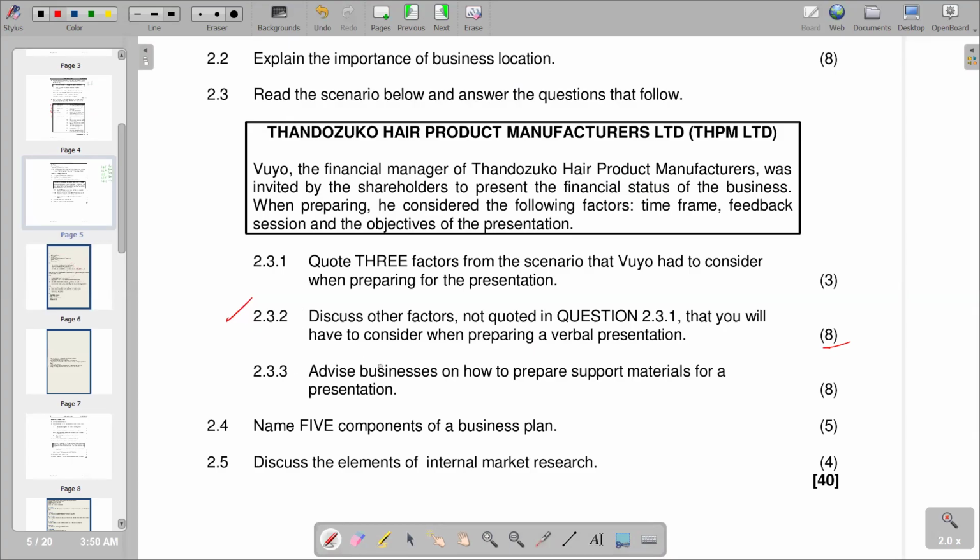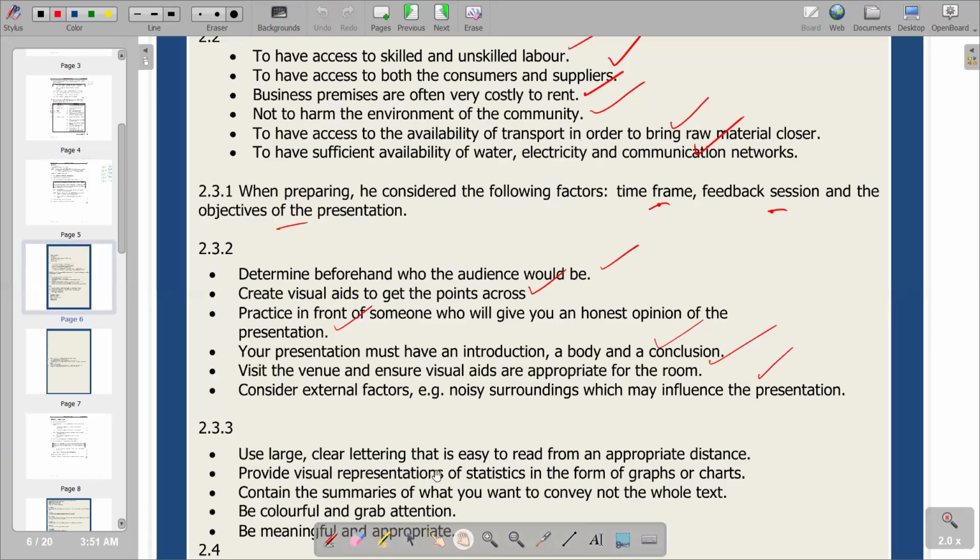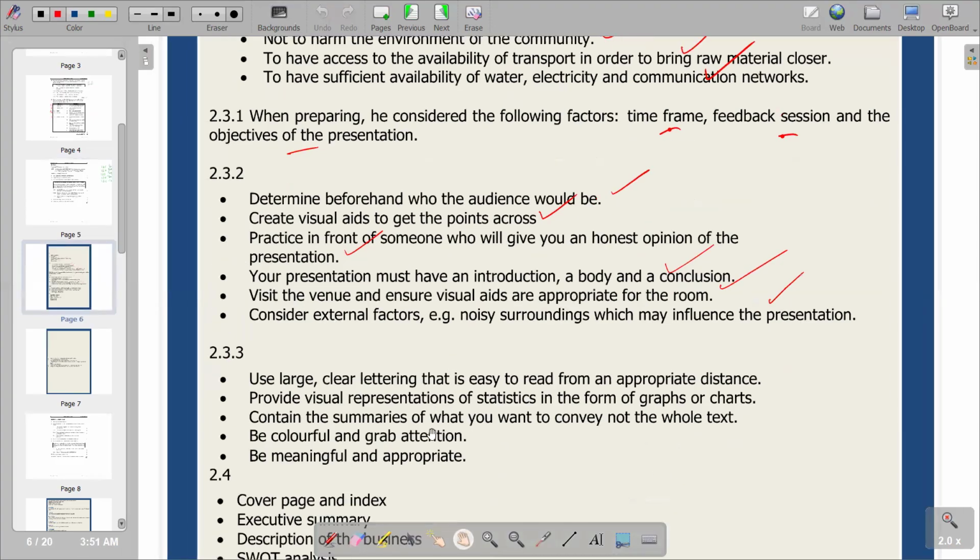Then 2.3.3: advise our businesses on how to prepare support materials for a presentation. So support materials are anything that is going to aid your presentation, that is going to assist you to be successful in your presentation. So those are the materials that we are calling support materials. So we go again to the other section, to try to see a list of what we should have.